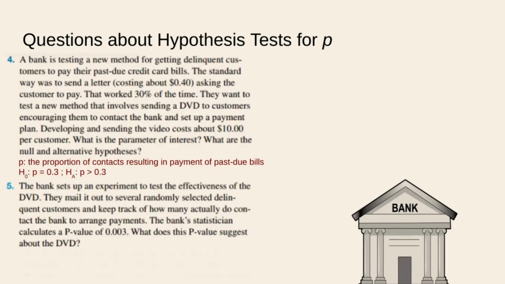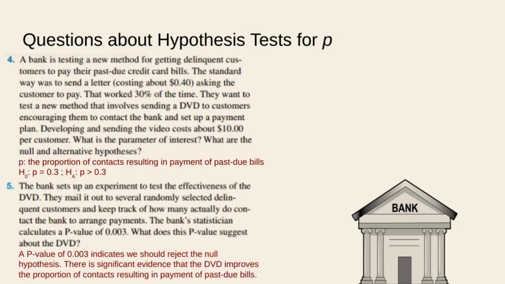Let's look at the answer. A p-value of 0.003 indicates that we should reject the null hypothesis. There is significant evidence that the DVD improves the proportion of contacts resulting in payment of past due bills. So since our alternative hypothesis is P is greater than 0.3, a low p-value would say we should not only reject the null hypothesis, but support this claim here that the proportion is greater than 0.3.